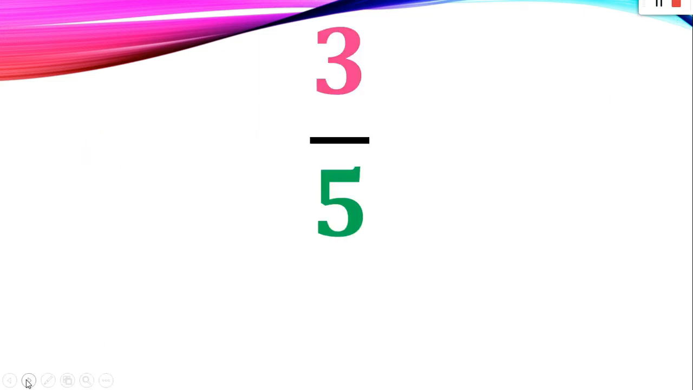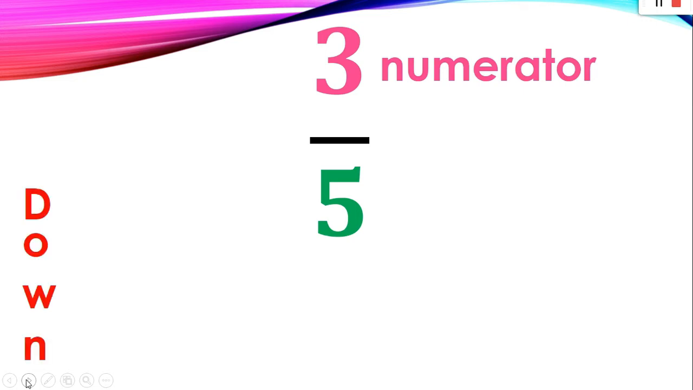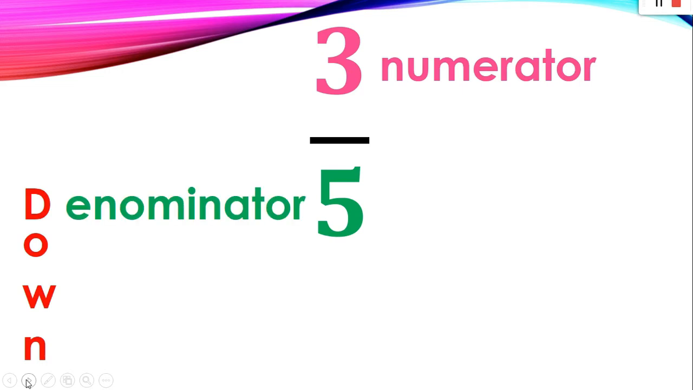This fraction can be read as 3/5 or 3/5. The number on top is called the numerator. What do you think is the number down? Yes, it is called denominator.